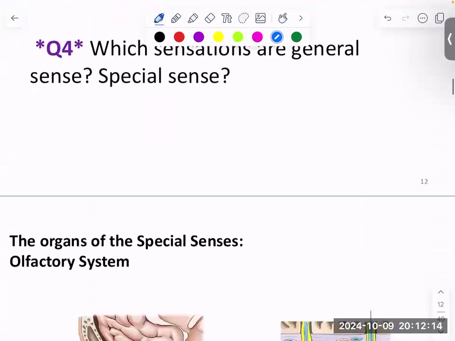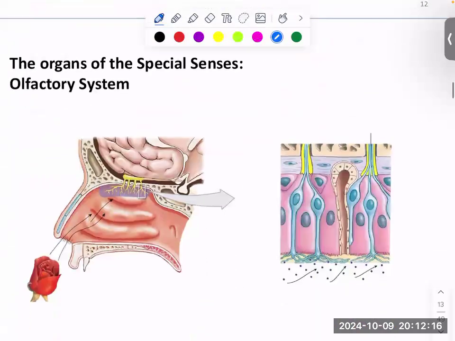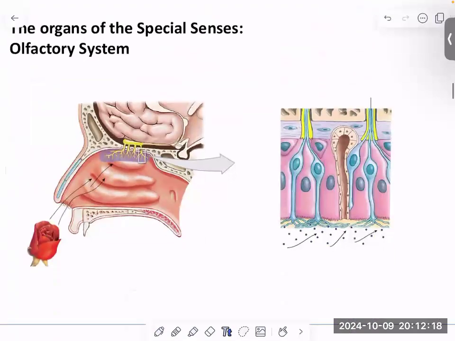All right, we're going to go over the special senses. We're going to start with the olfactory system. Your sense of what? Smell. What is the special organ? The nose.